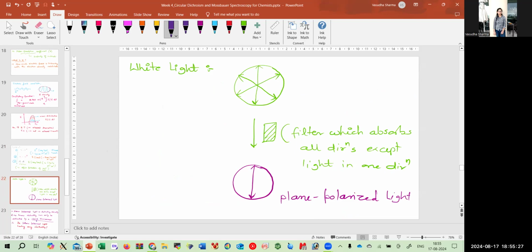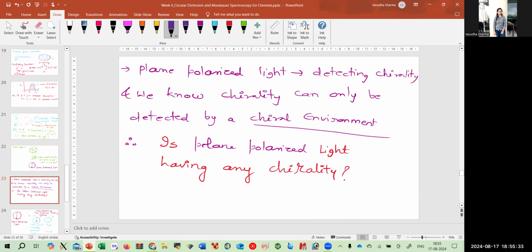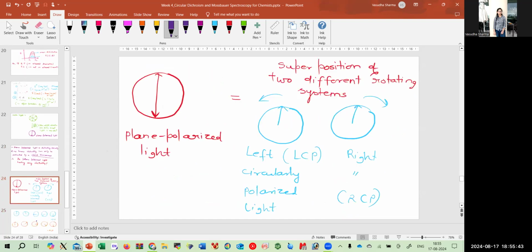So if we are having plane polarized light, and that helps in detecting chirality, that can only be possible if it is chiral by itself. So do we have a plane polarized light and is there something related to chirality? Yes, plane polarized light is basically a function of two circularly polarized light.